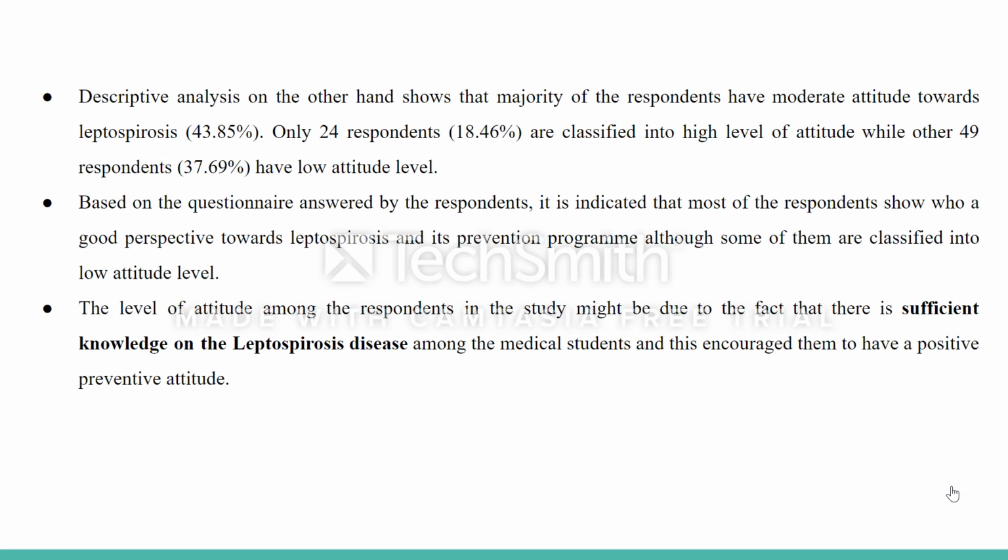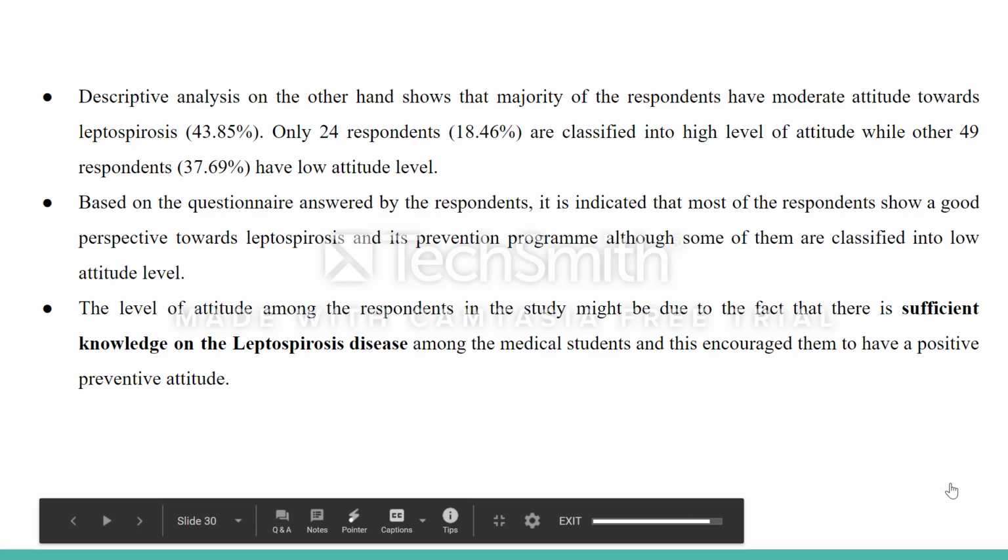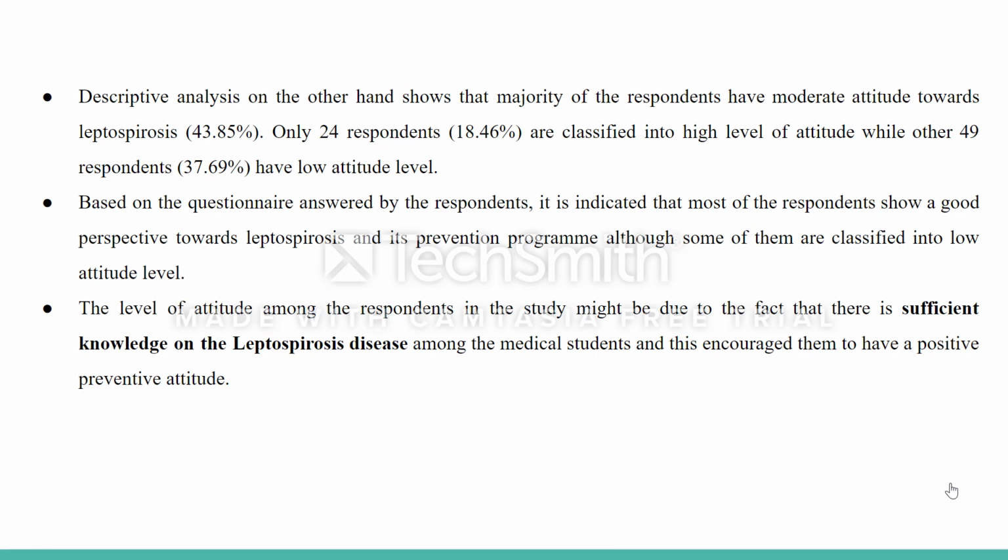Descriptive analysis, on the other hand, shows that the majority of the respondents have a moderate attitude towards leptospirosis. Only 24 respondents are classified into the high level of attitude, while another 49 respondents have a low attitude level. Based on the questionnaire answered by the respondents, most of them show a good perspective towards leptospirosis and its prevention program, although some of them are classified into the low attitude level. The level of attitude among the respondents in the study might be due to the sufficient knowledge on leptospirosis among medical students, which encourages them to have a positive preventive attitude.